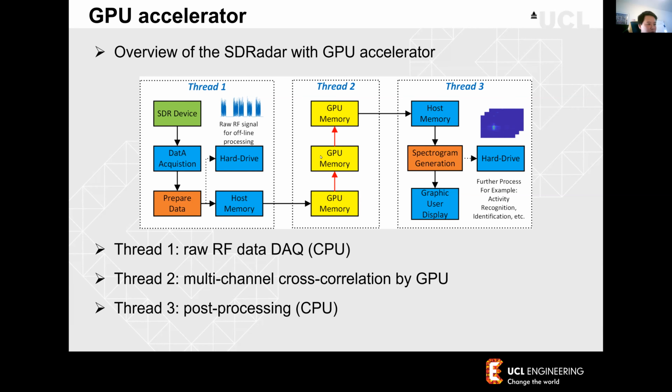Then this is the GPU processing. Here, it will process a multi-channel cross-correlation on the GPU, and then the GPU will put the result back to the GPU memory and download it to the CPU memory again. And then the CPU will do the post-processing over here. It will then generate the spectrum, Doppler spectrum or range spectrum, and give the result.